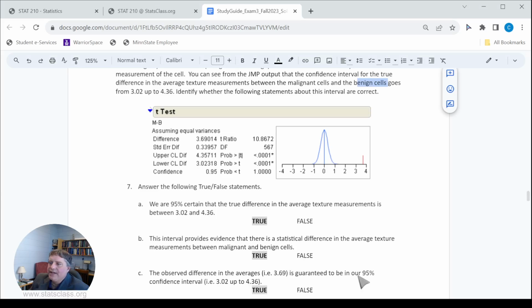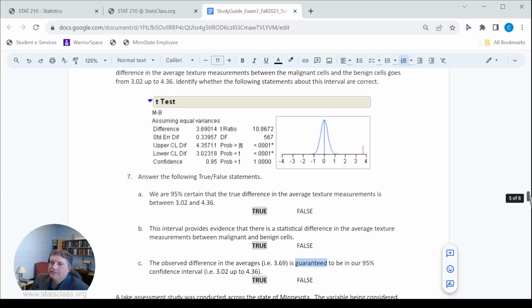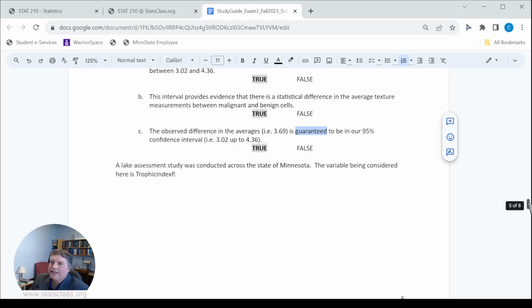The observed difference is guaranteed to be in our 95%. I actually mentioned that up above. This 3.69 is where we start from when we build our lower and upper confidence interval. So the observed difference in the averages is 100% going to be right in the middle of my confidence interval. That's just because of how confidence intervals are built.